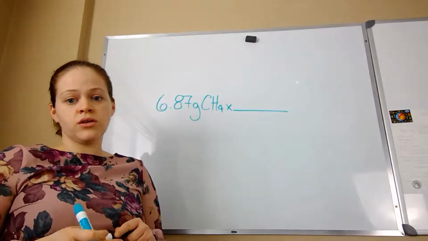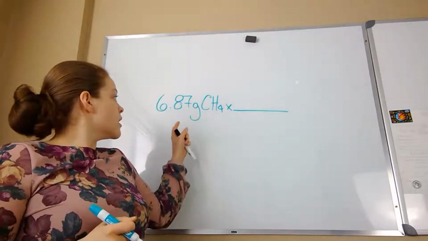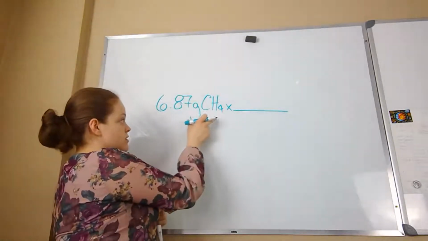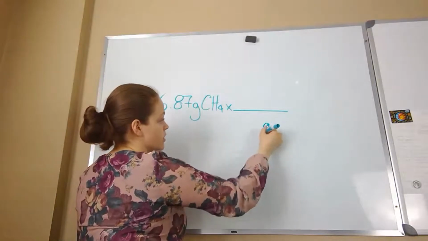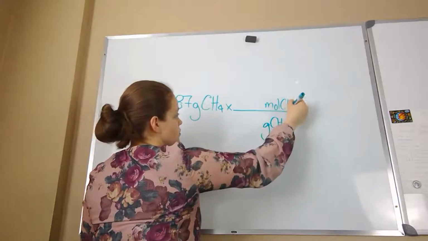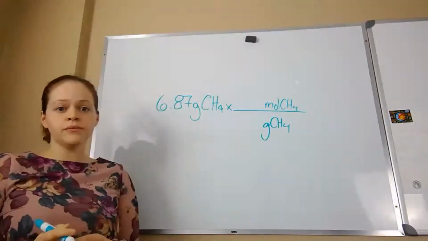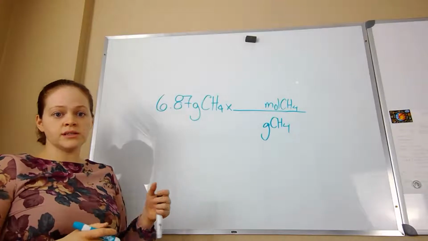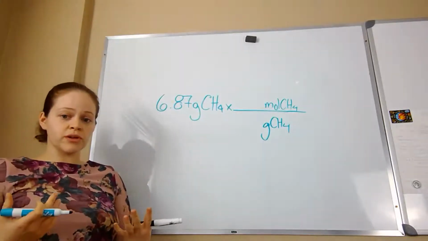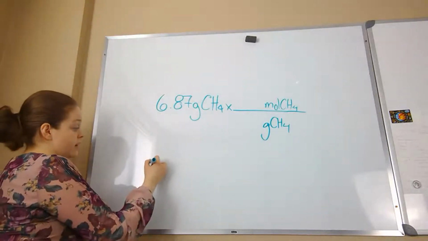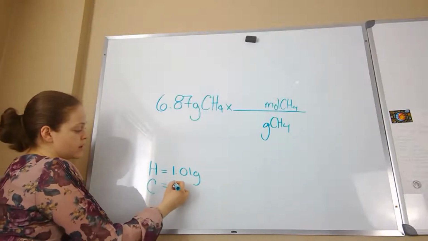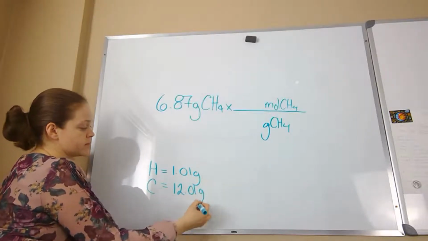So for this one, first you need to get the molar mass. We're going to use unit analysis, so what's on top goes on bottom. So we get grams of CH4, and we're going to go to moles of CH4. This is your molar mass right here. So you go to your periodic table, and you will see that hydrogen has a mass of 1.01 grams. Carbon has a mass of 12.01 grams.